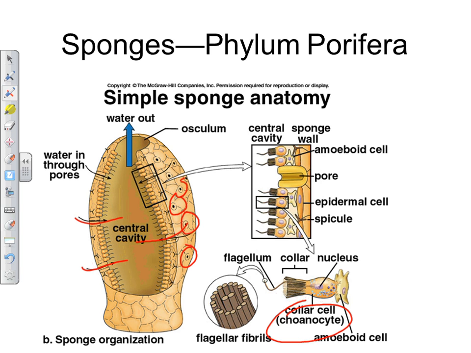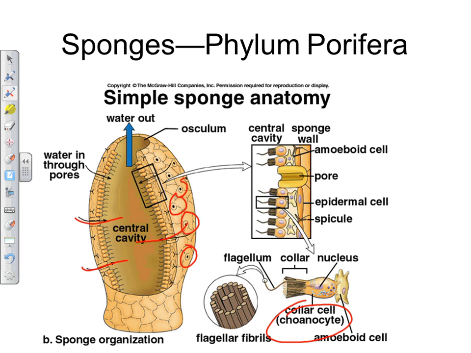And when it gets sucked in, what does the cell do? It takes out anything you can use. Protozoans, algae, whatever may be in there. So it filters that out. So these little collar cells filter out the food, and that's how it eats.